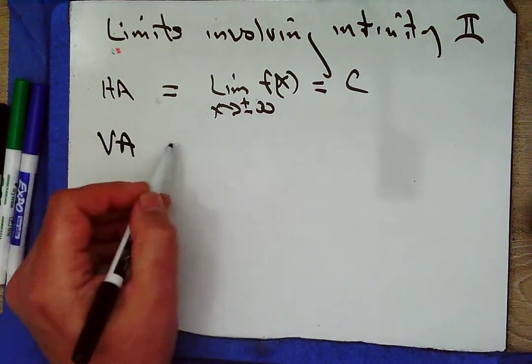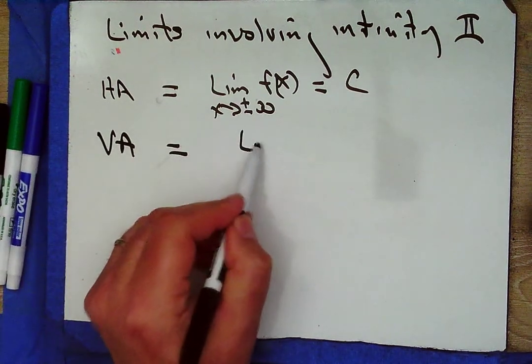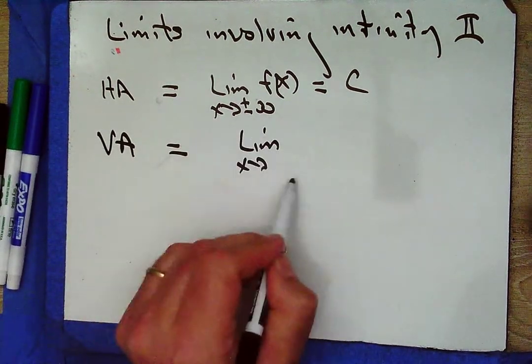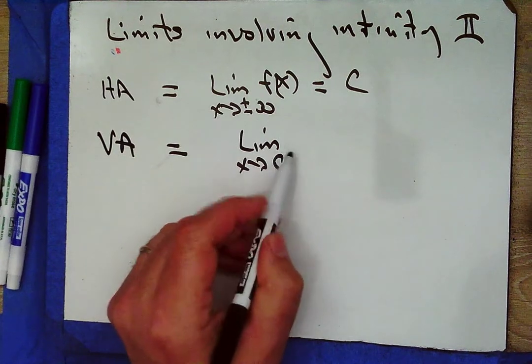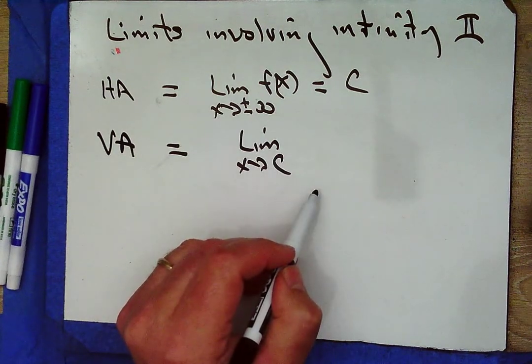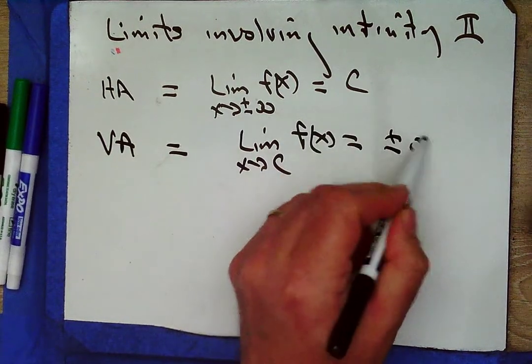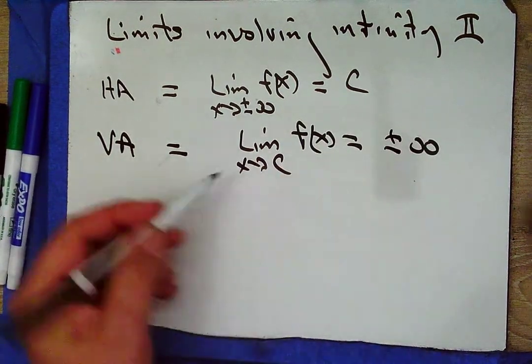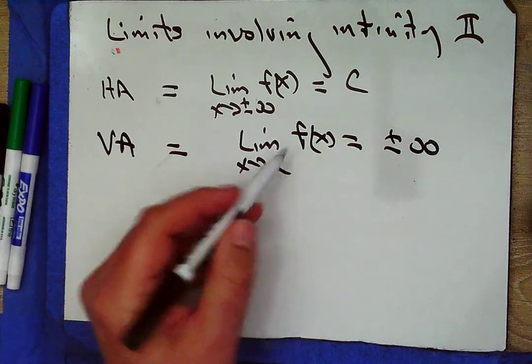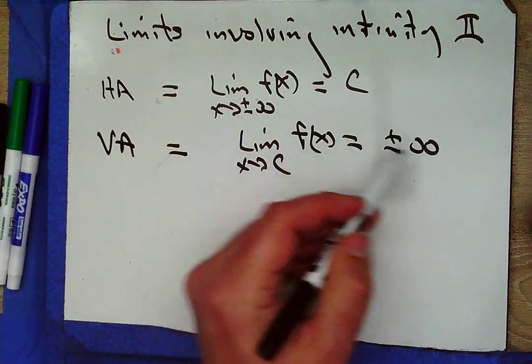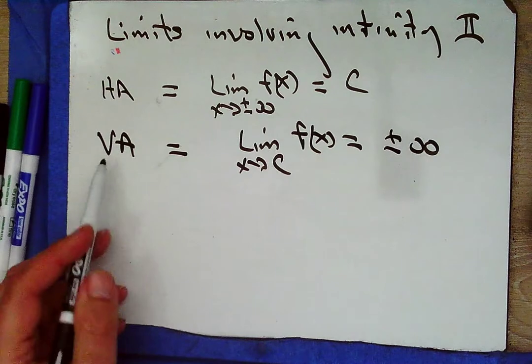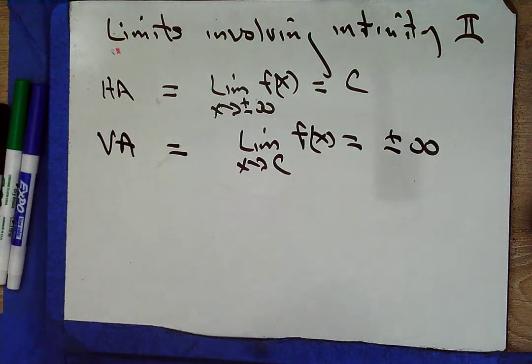We also said vertical asymptotes were defined this way. The limit as x approaches some number of f of x equals plus or minus infinity. So as I approach an x value on the graph, if the function is heading to infinity or negative infinity, that's a vertical asymptote for us, okay?